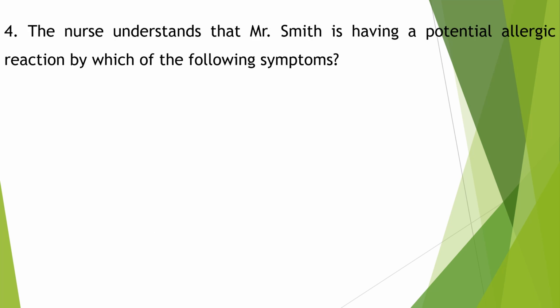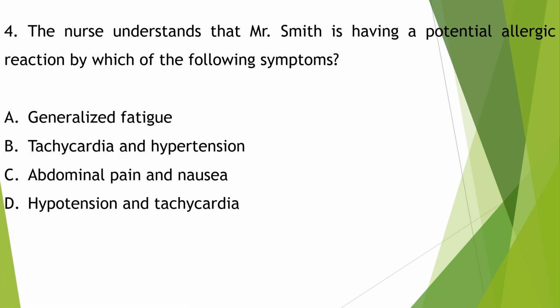The nurse understands that Mr. Smith is having a potential allergic reaction by which of the following symptoms? Generalized fatigue, tachycardia and hypertension, abdominal pain and nausea, or hypotension and tachycardia? So here the reaction is hypotension and tachycardia. With this allergic reaction you can see tachycardia with hypotension.